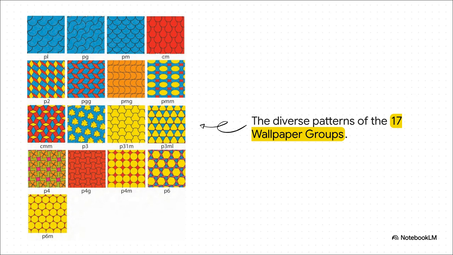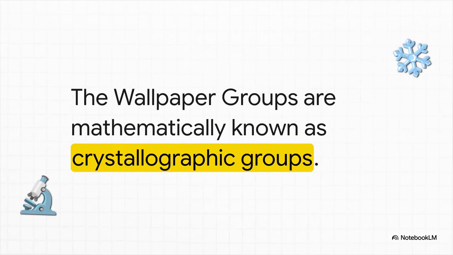And here's the truly wild part. Mathematicians have actually proven that every single repeating 2D pattern in the universe falls into exactly one of these 17 types of symmetry groups. No exceptions. And this isn't just some abstract artistic exercise either. These wallpaper groups are directly connected to hard science. Mathematically, they're known as 2-dimensional crystallographic groups.